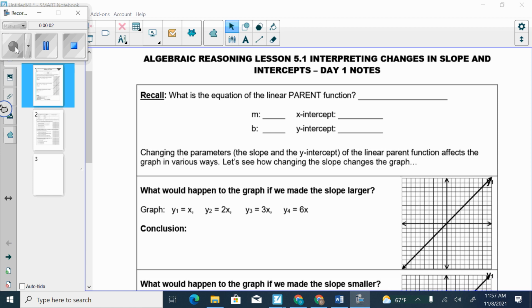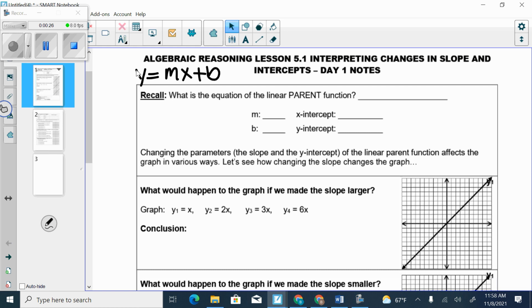So it says to recall what is the equation of a linear parent function. Remember, the parent function is the equation with little to no change at all. It's the most basic it can get, right? And linear equations are the ones that we've been talking about, getting them in order so that we can graph them. And those are in y equals mx plus b.